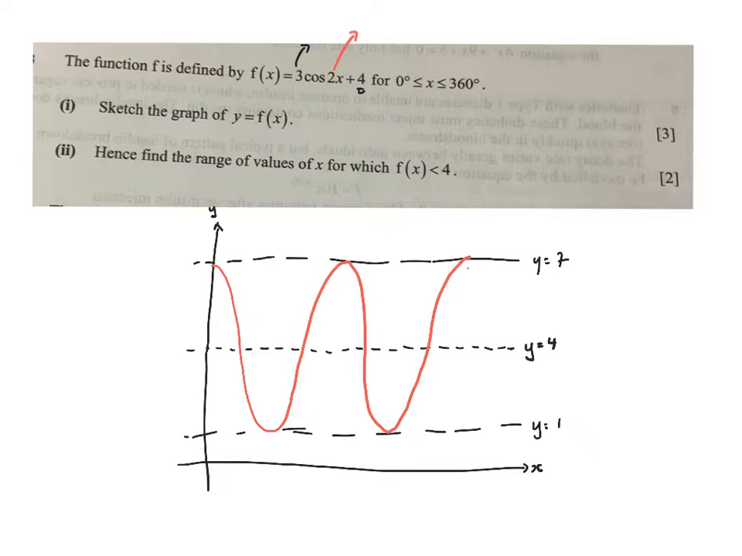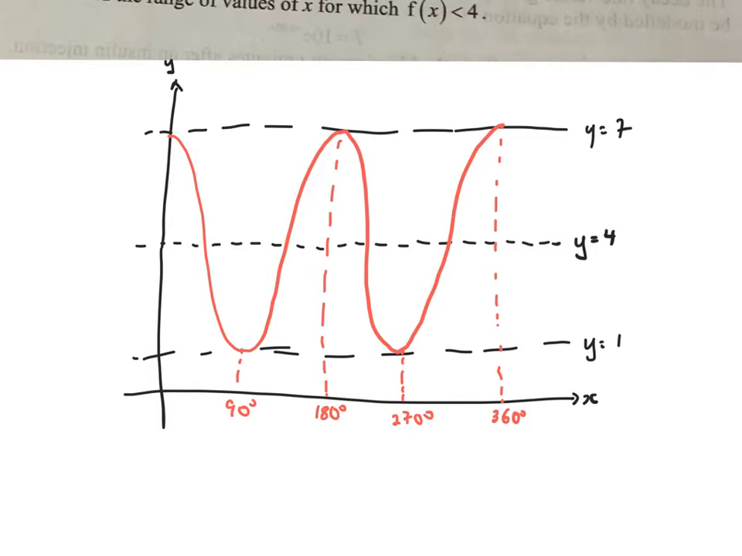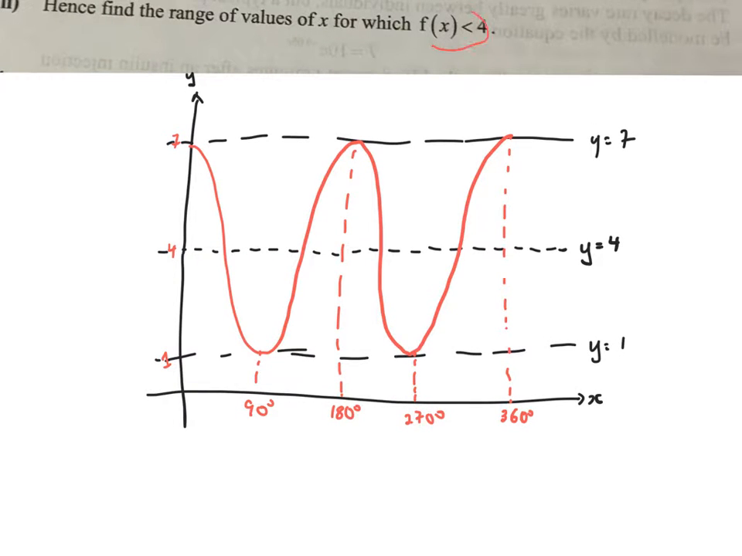Okay, so over here this would basically be 360 degrees. This will basically be my 180 degrees. This would be 270, and this would be 90. Okay, so sketch the graph of y equals f(x), and this is our graph as follows, with values 1, 4, and 7. Now we need to find the portion in part 2 for which f(x) is less than 4.